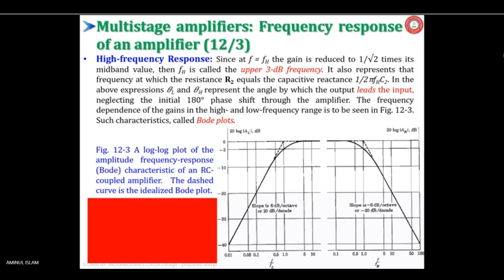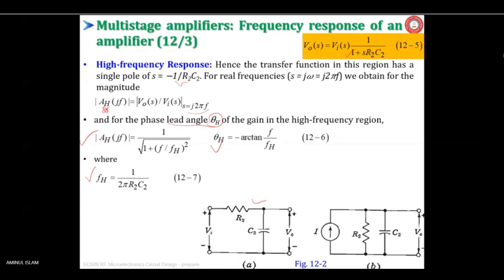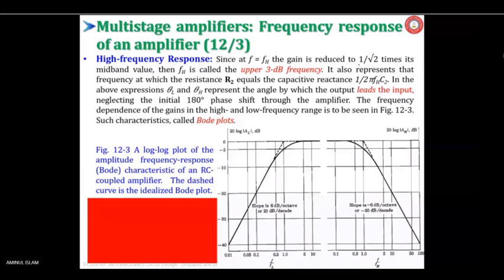Going further, in the same plot we have already seen, at f equals fH the gain is reduced to 1 upon square root of 2. If in this equation you write f equals fH, then it becomes 1 upon square root of 2, yes or no? Yes, sir. So the same thing is written here. It is 1 upon square root of 2 times its midband value of the gain. Then FH is called the upper 3 dB frequency. That means if f equals FH, then the gain is 0.707 of the midband value.